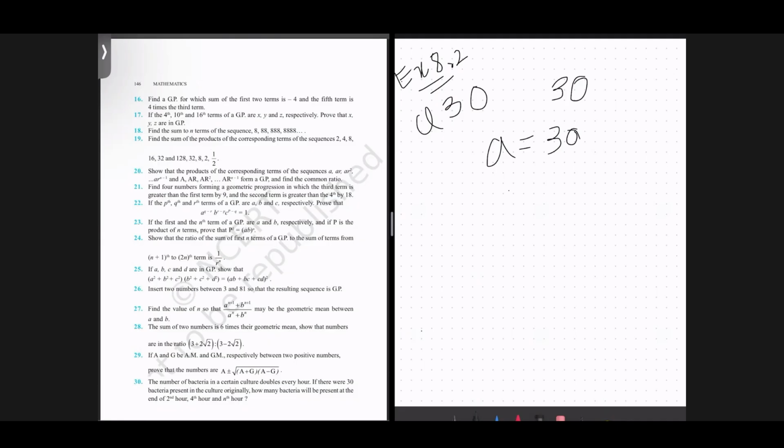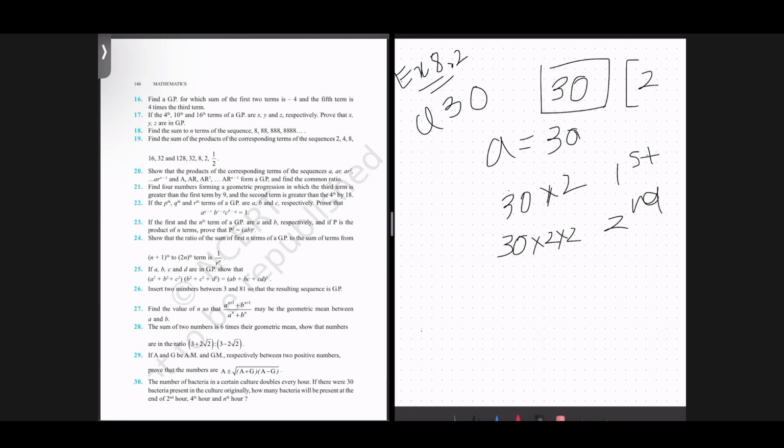As the bacteria double every hour, at the end of the first hour we can say that the bacteria inside the culture are going to be 30 into 2. How did we get there? Because we have been told that they double every hour. At the end of the second hour, they are going to be 30 into 2 into 2, and so on and so forth. When you do this, you are going to be able to see the pattern inside this series. The pattern that you see here is that the first term is 30, the common ratio is 2, and the entire sequence forms a geometric progression.